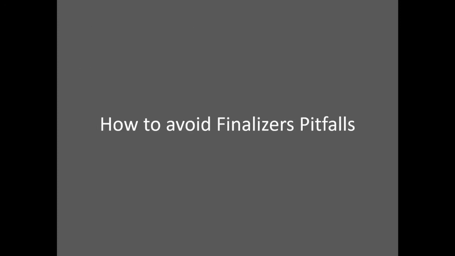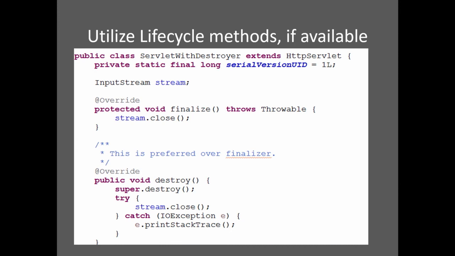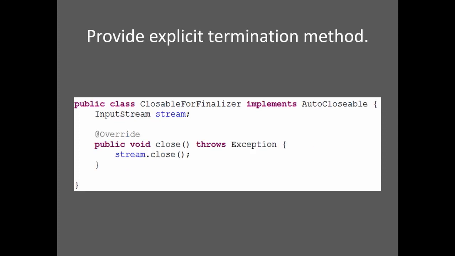Now, let's talk about some of the pitfalls that you can avoid with Finalizer. One is, if you don't have to use it, don't use it. Don't try to help GC like this. And if there are other lifecycle methods available, use them. Like for a servlet, instead of having finalize, you can pretty much use the destroy method for that. And provide an explicit cleanup method. If you have control over who is going to call and when they are going to create an object, you can provide an explicit cleanup method, do your cleanup there, and tell your client to call that.